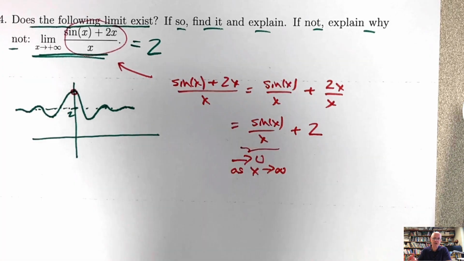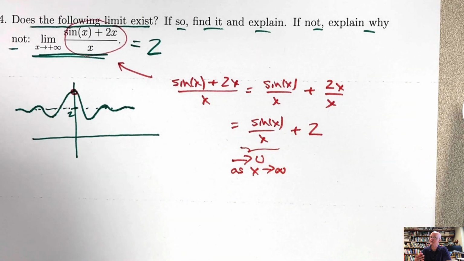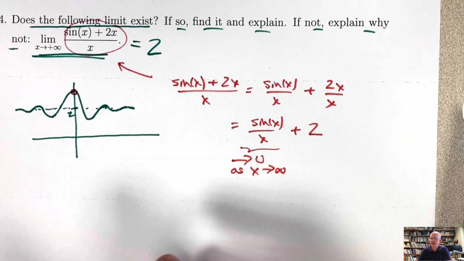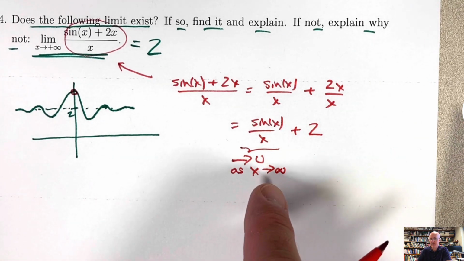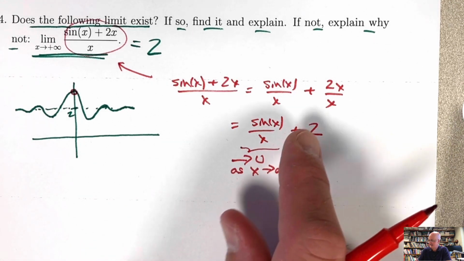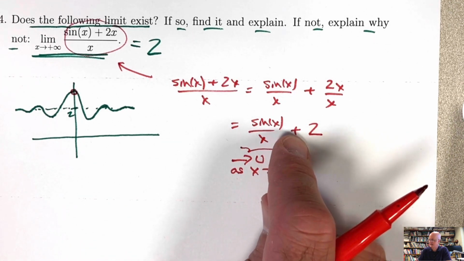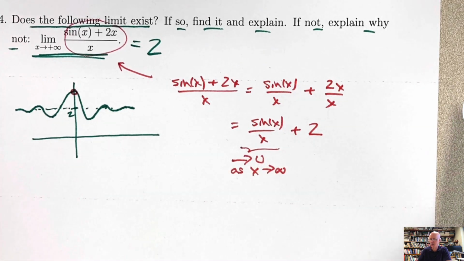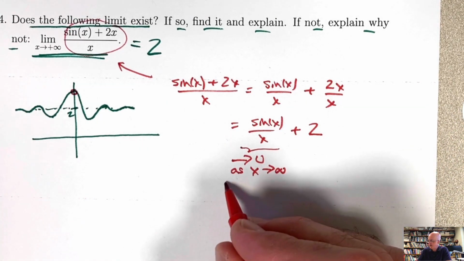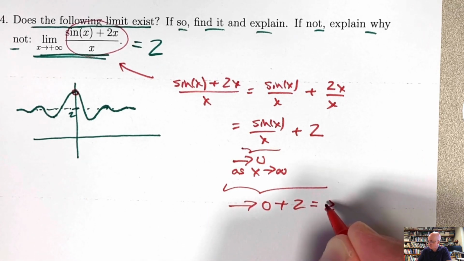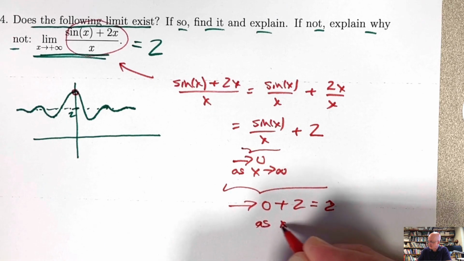Now, to be more official about proving that, you could use something called the squeeze theorem. Maybe I'll let you look that up. Look up a video about the squeeze theorem and its application. It could be used to prove more rigorously that this goes to 0, but it's pretty intuitive that this is stuck between negative 1 and 1 and this is getting big. The whole entire fraction definitely can be made as close to 0 as you like. Meaning, ultimately, the entire thing goes to 0 plus 2, which is 2, as x goes to infinity.